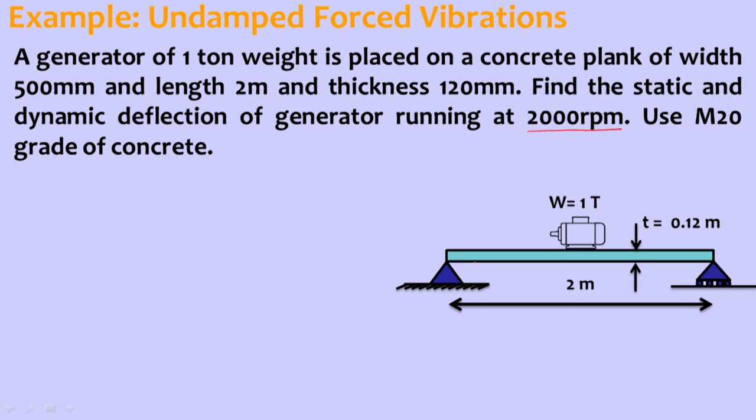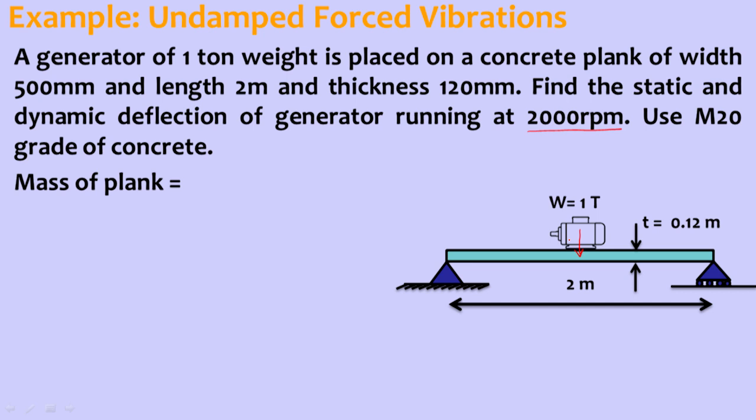It is simply supported, the length is 2 meters, the weight of the generator is 1 ton, and the thickness of the slab is 120 millimeters. We are placing this at the center. If this is placed at the center, then it will automatically cause a deflection. Using that we can find the stiffness of the system. So, let us first find the system properties.